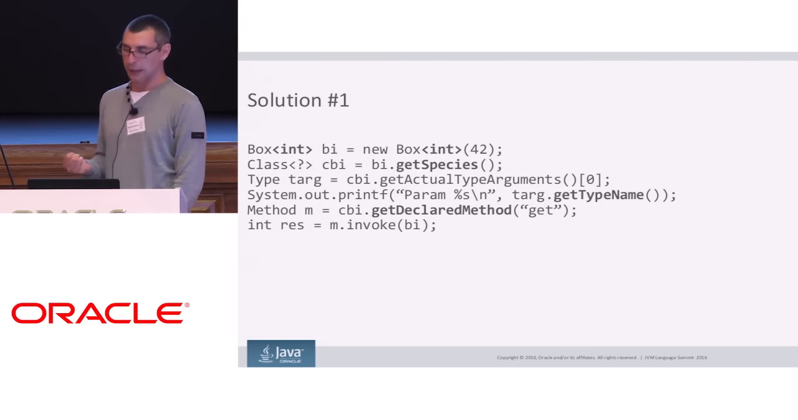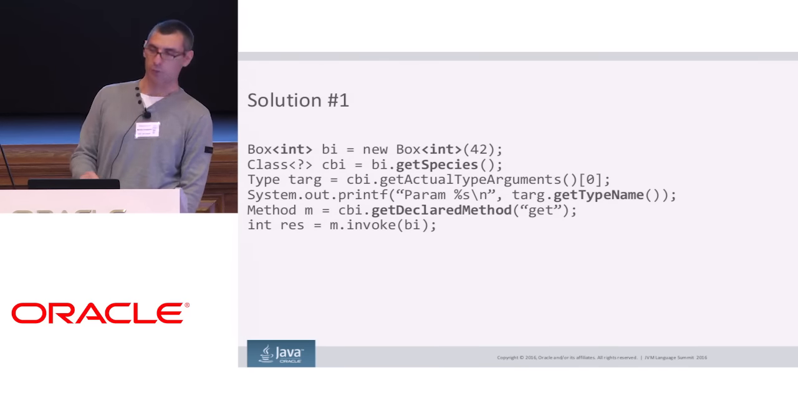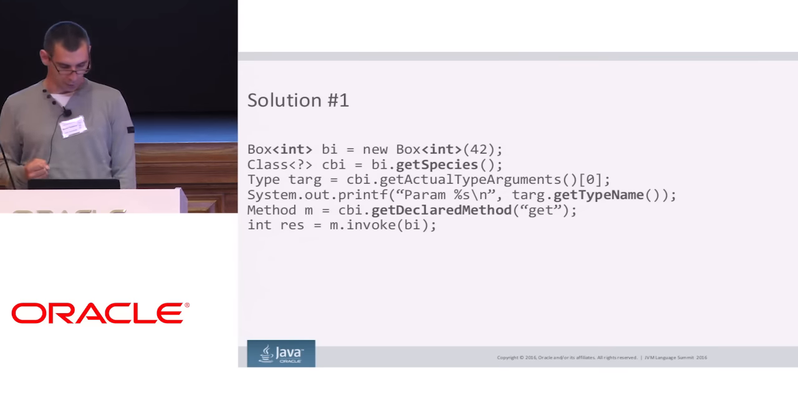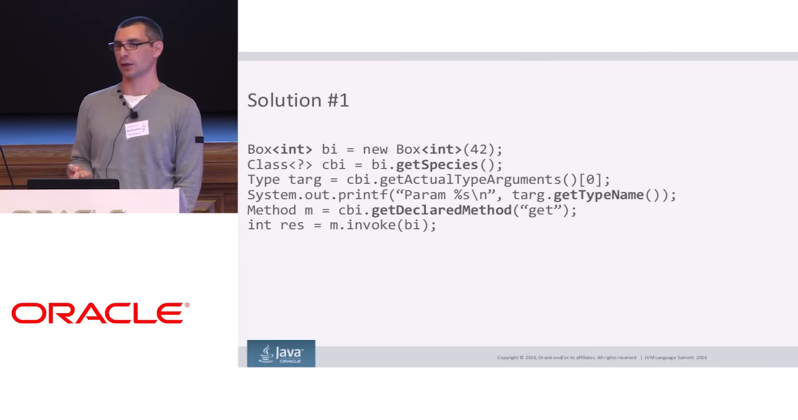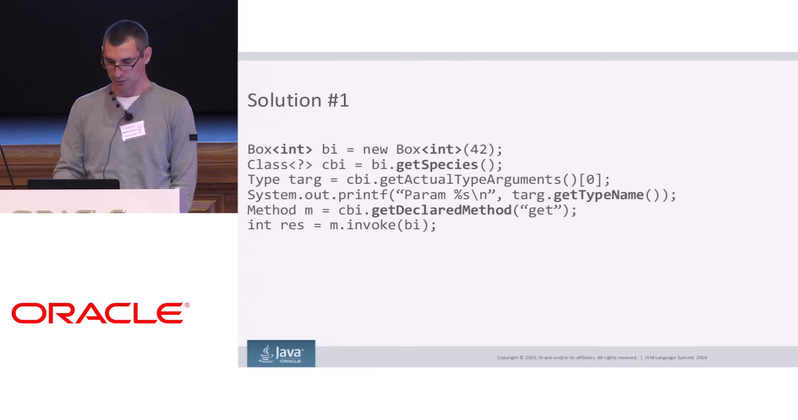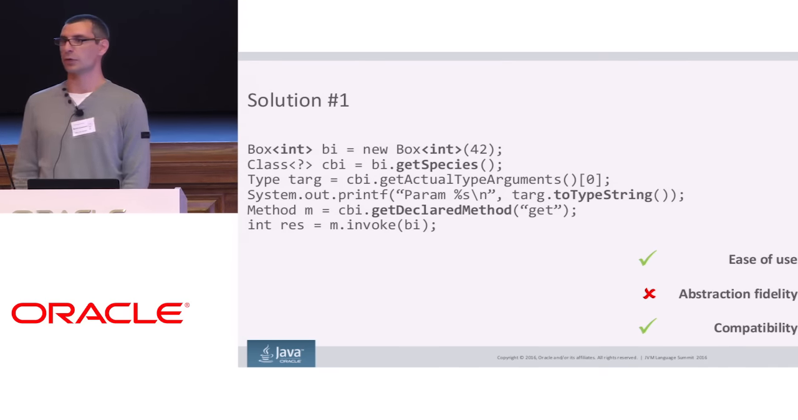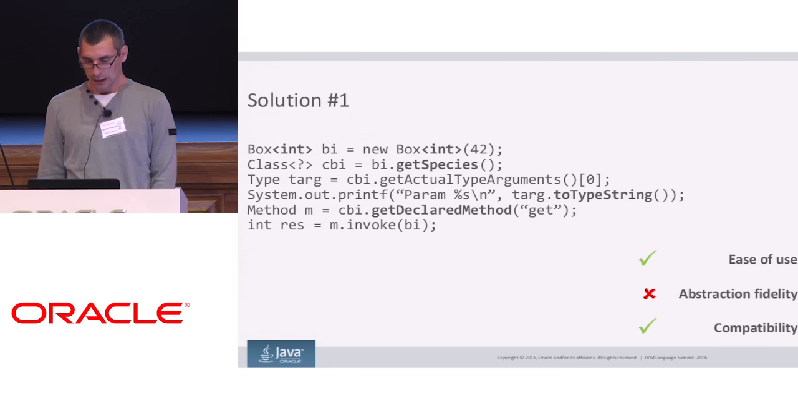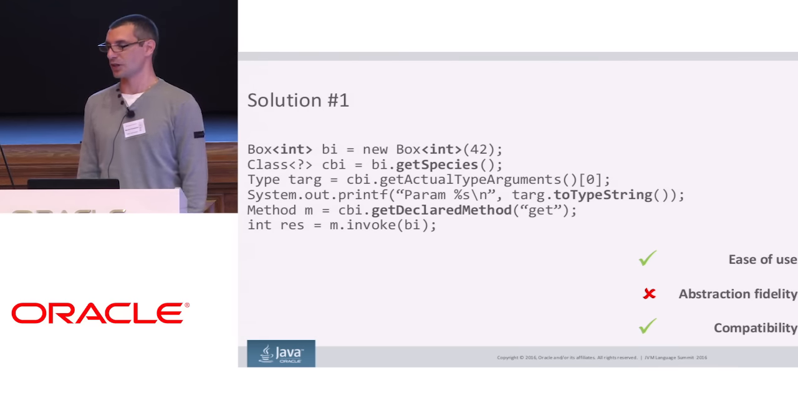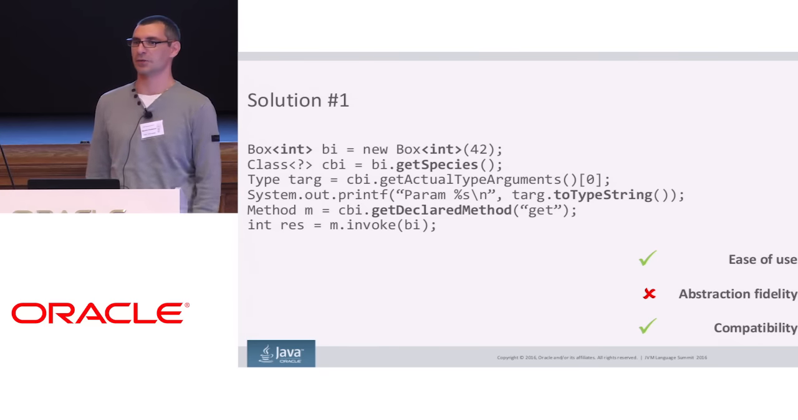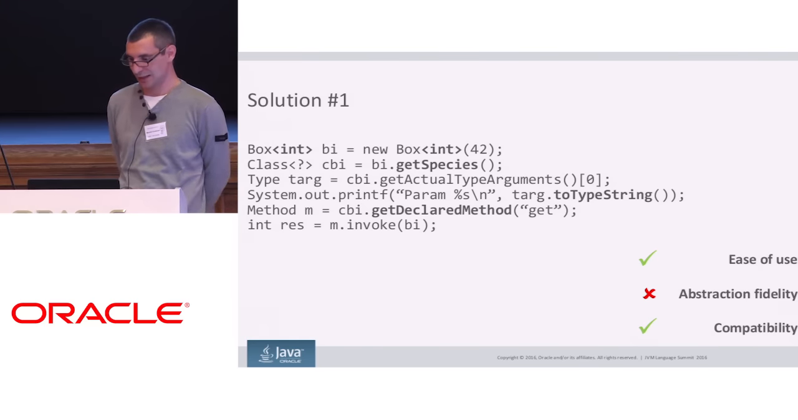So we have a box of int. We can get the species for box of int, and then we can ask the species, what is your actual argument? OK, that works. And then we want to do a lookup. We want to look for the method called get. We can invoke the method. If you pay attention, the invocation will actually do boxing on the return value, which is undesirable because the whole point of Valhalla is to remove indirections. But it kind of works. It's easy to use, certainly. It is compatible, yes, because I'm still using Java Class, but it really sucks in terms of getting a nice representation for the abstraction at play here.